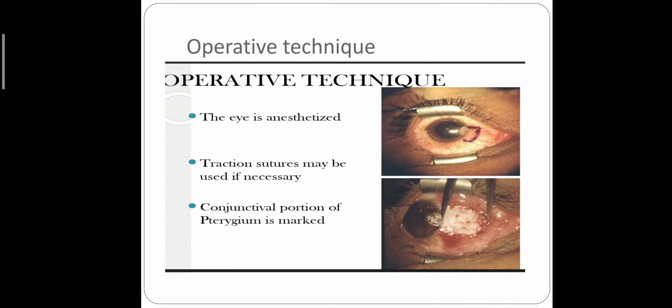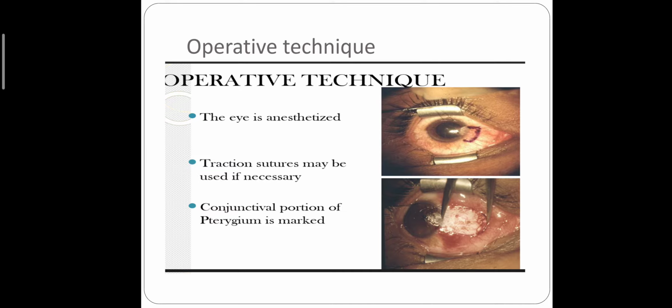So right now I'll be showing you the pictures of pterygium excision. So here the eye is anesthetized. It can be done by both peribulbar and topical anesthesia. Traction sutures are present, just like in any surgery, to stabilize the globe, followed by marking of the pterygium. Like so, you can see a marker, right?